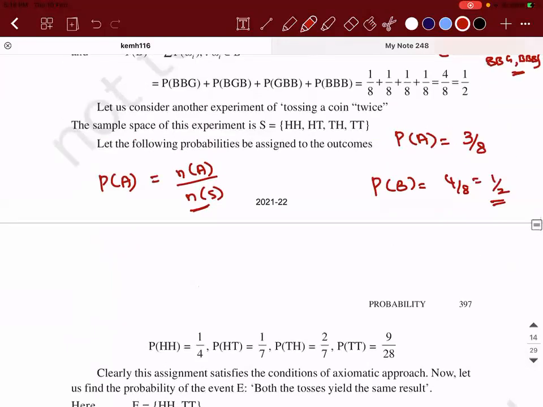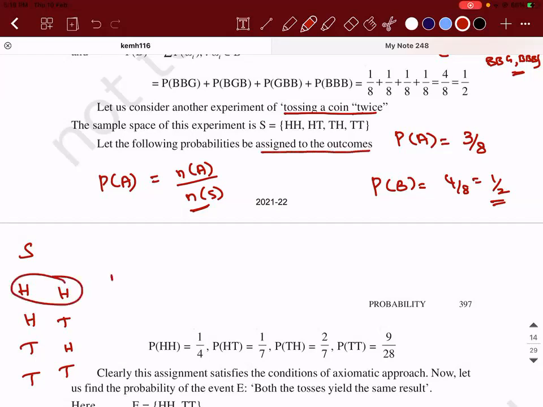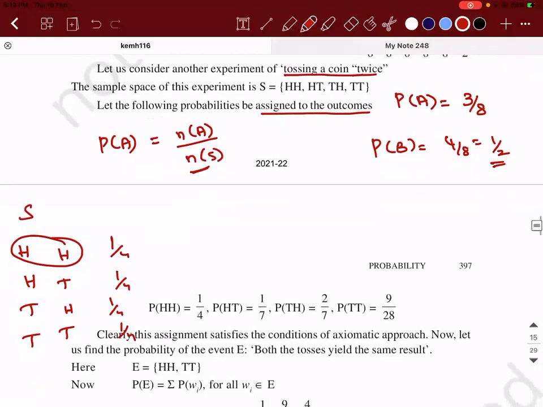Okay. So let us consider the experiment of tossing a coin twice. What is the sample space, guys? Head, head; head, tail; tail, head; tail, tail. Correct? So let the probabilities be assigned to the outcomes. What is the probability of each outcome? 1 by 4, 1 by 4, 1 by 4, and 1 by 4. Okay, they themselves assigned it.